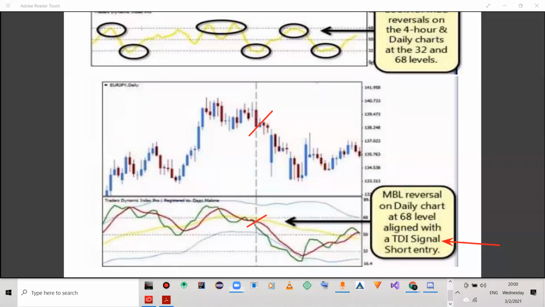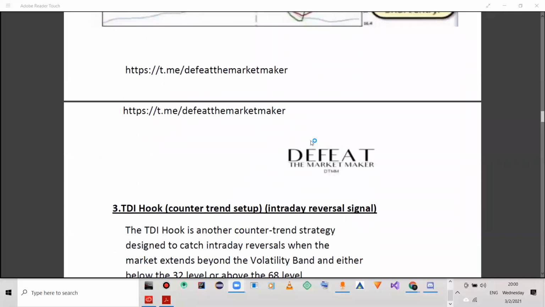And man, you get paid. Trust me, you get paid. This is on the daily, mind you, so you actually get paid. That's why these trades are recognized as swing or position trade setups.